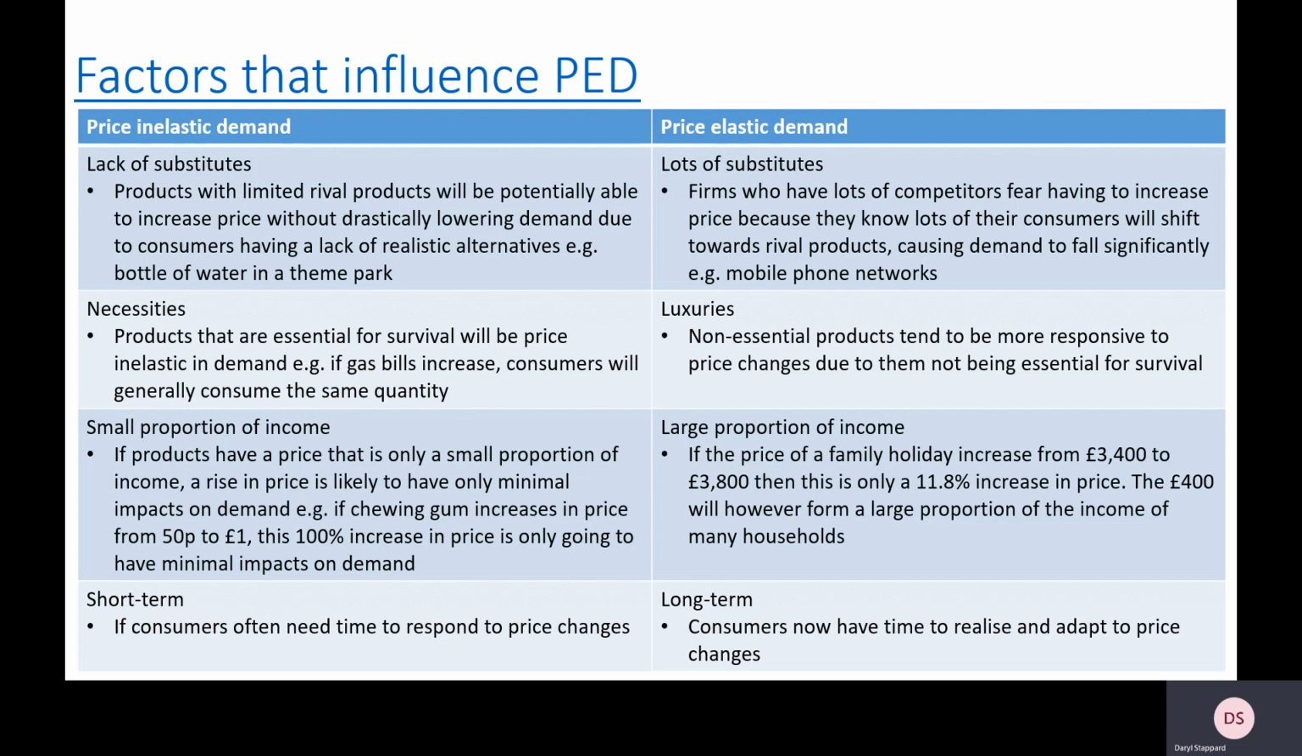Now, the other one will be long term. In the longer term, people have got more time to adapt and change to higher prices. So in the short term, I might be price inelastic for petrol for my car. But in the long term, if prices keep growing, then I've got time to change my behaviours, buy an electric car, get fitter and do more cycling, those types of things. So in the longer term, people can respond more to prices than they can in the short run.